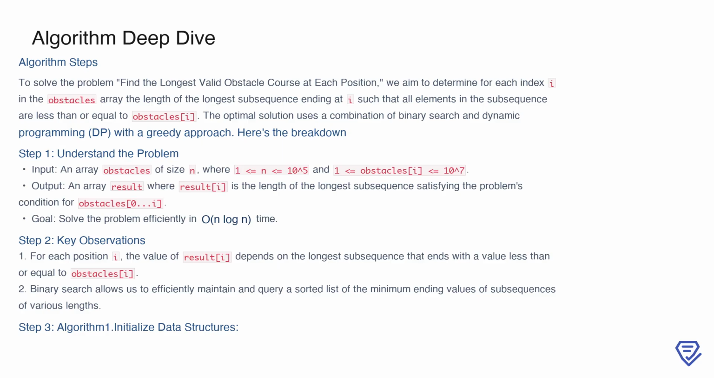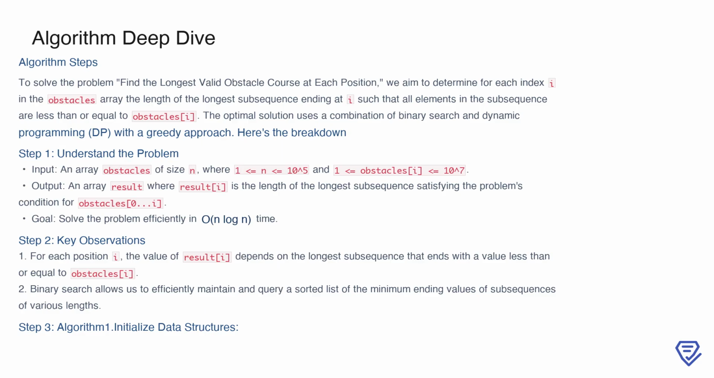First, let's break down the problem. The input is an array of integers called obstacles with constraints that it can have up to 100,000 elements and values as large as 10 million. The output is another array, where each position represents the length of the longest valid subsequence up to that point in the input. Our goal is to solve this in O(n log n) time complexity, which is necessary given the constraints.